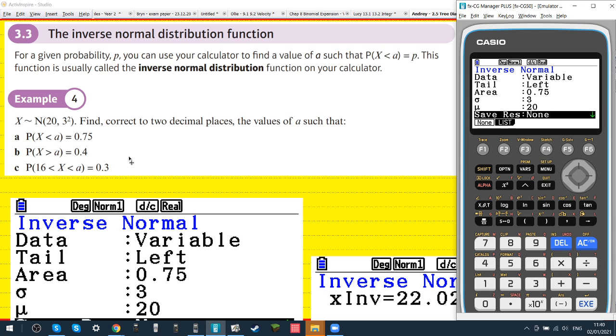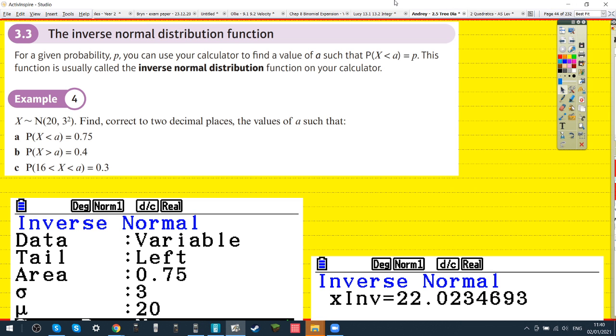Okay, next one, B. Okay, so now I'm assuming everything is going to be the same except that the tail is right and the area is 0.4? I believe so. Been a while since I've done these. So it should be. I got 20.76. Yep, looks good. And C.